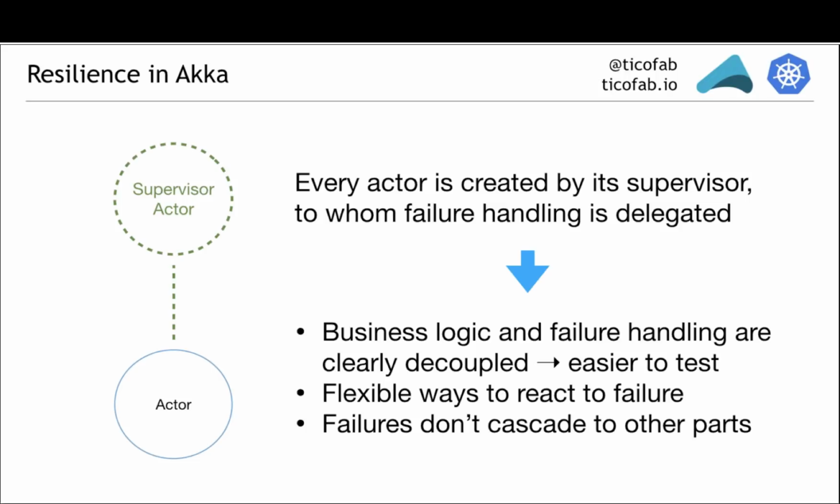And the supervisor has flexible ways to react to the failure. It might restart an actor, it might stop it forever, it might resume it. It depends on the kind of failure that happens inside the actor. And also this guarantees isolation, so we don't have cascade failures to other parts of our system.